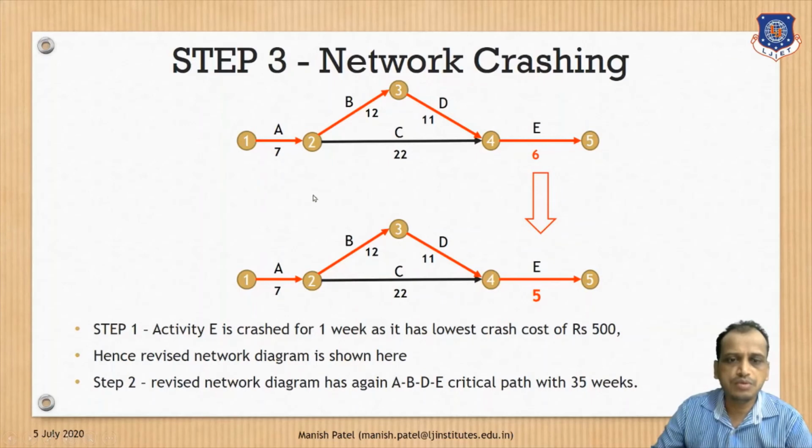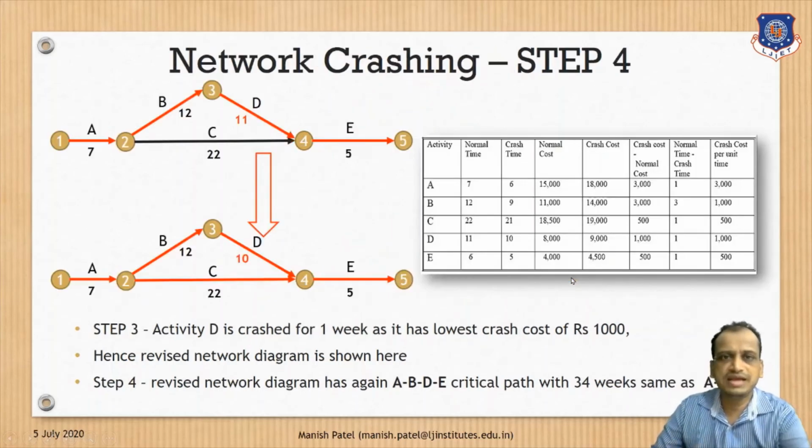And what will be the revised network diagram? Here, instead of 6, you will write 5. So instead of 36 weeks, this project is now going to complete in 35 weeks. Still A, B, D, E is the critical path. Why? Because the bottom one was how much? 22 plus 7, 29, plus 5, 34, and the top one is 35. So what is the critical path here? 35 weeks.